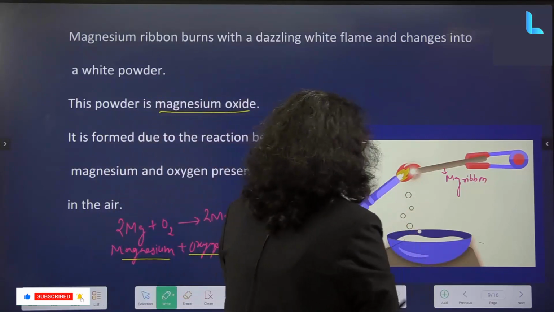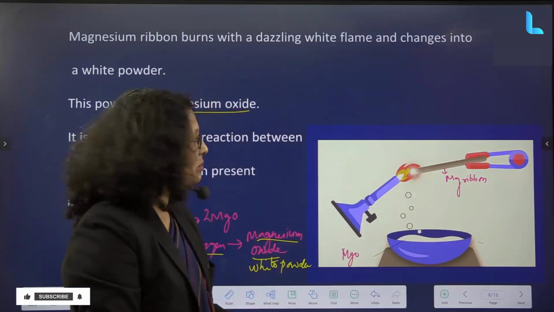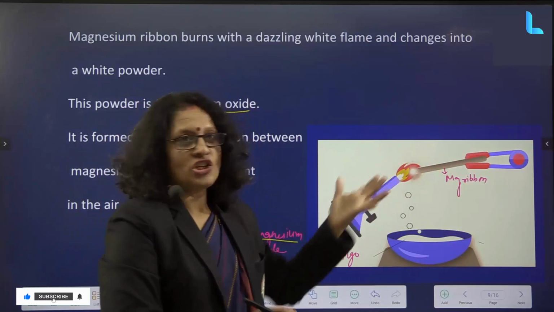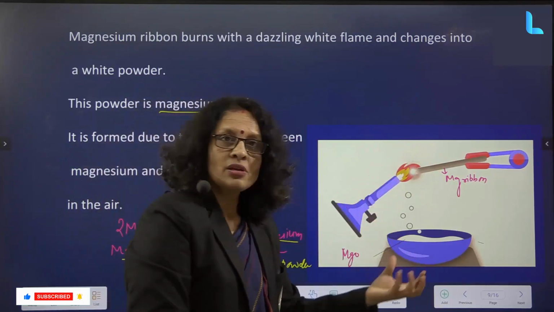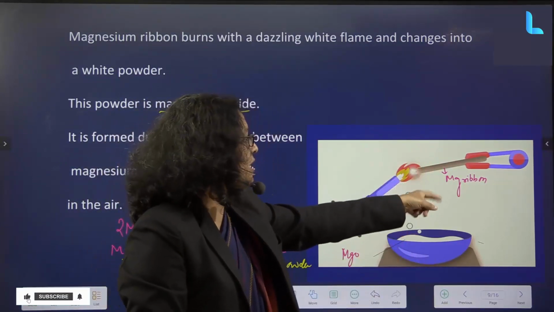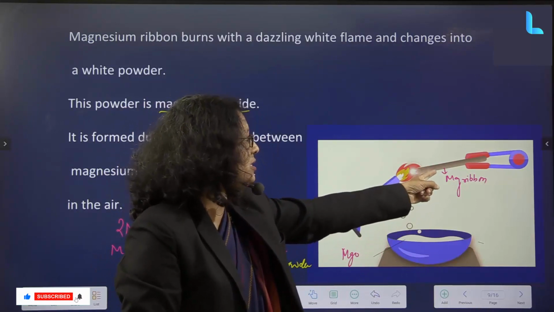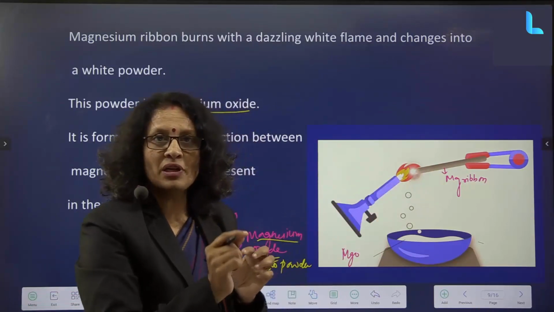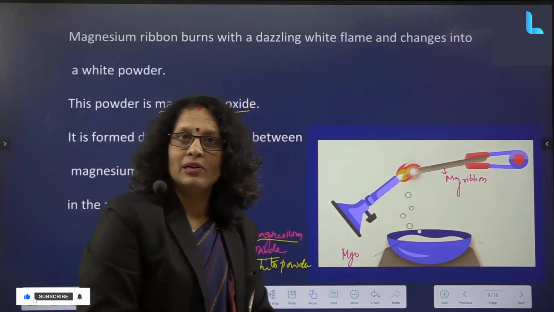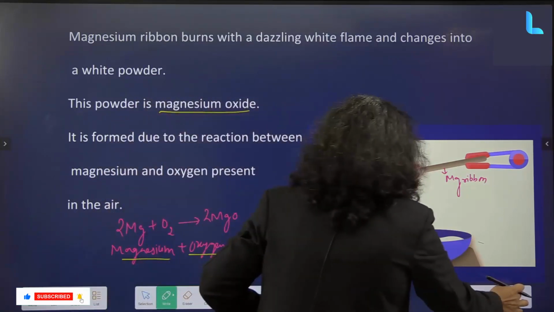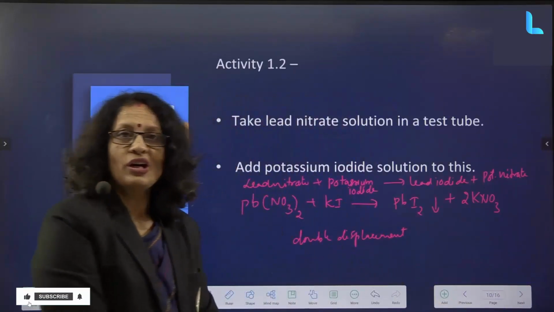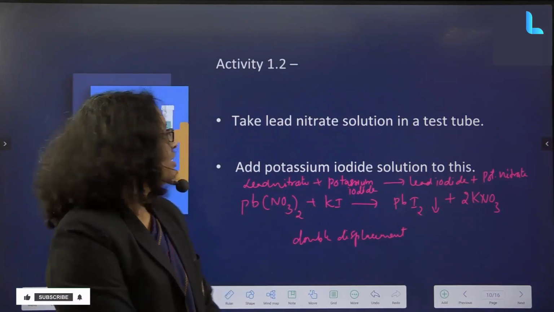So this is the experiment. What did we observe in this experiment? We observed a change in color and a change in appearance. The color changed as well as the appearance: here it is a kind of strip or ribbon, and here it is in powder form. There was also a change in temperature. There are many such activities. These are all called chemical reactions.